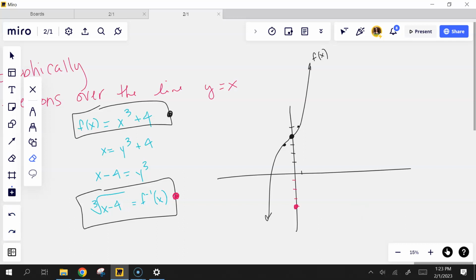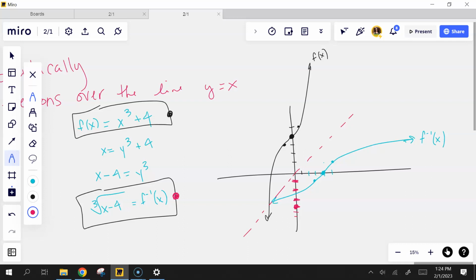Okay, so we go right 4. And then we go up 1 over 1 because this is just the parent graph. Not stretched, not shrunk. And so you might look at that and go, hmm, why do you have that red dot? I was just trying to make these more accentuated. So now my question is, if I draw in the line y equals x, does it look the same on either side? Yes.